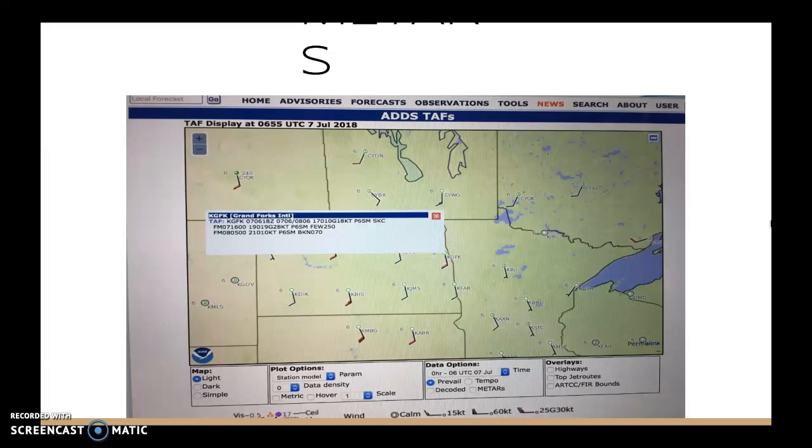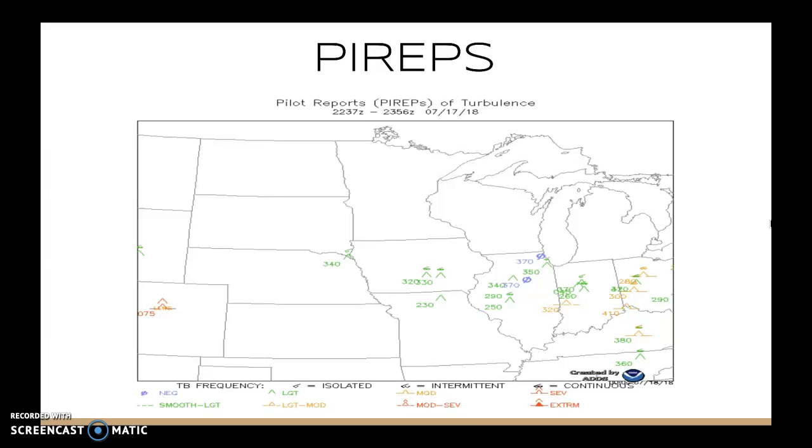This is the Grand Forks METAR. It reads winds from the south at 10 knots, gusting to 18, visibility of greater than 6 statute miles, and clear skies. There are currently no PIREPs in our local area, but the closest one is in the bottom right corner of South Dakota, indicating isolated light turbulence at 34,000 feet.